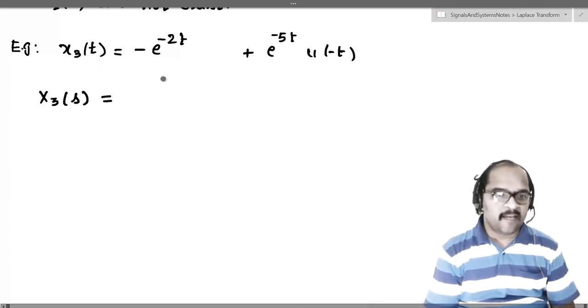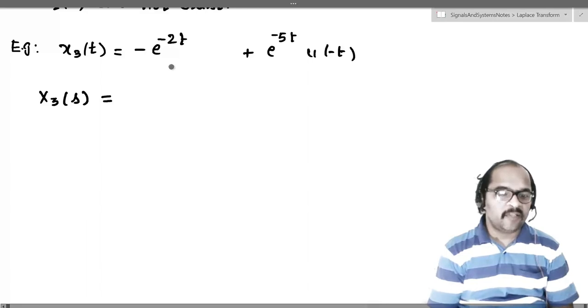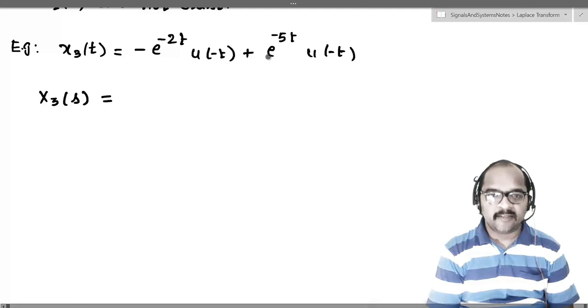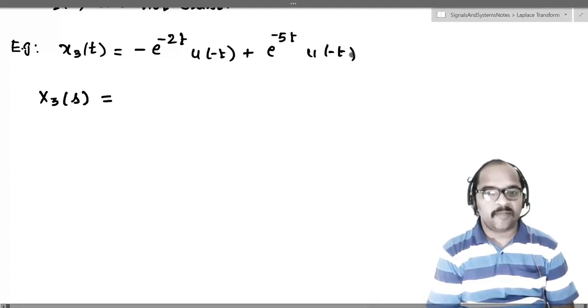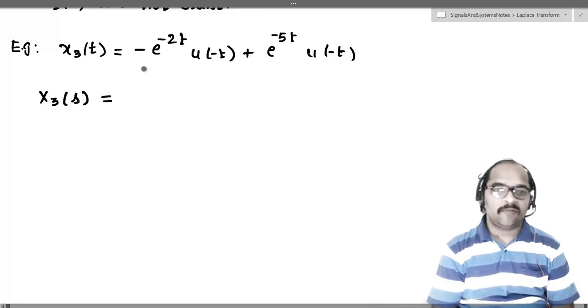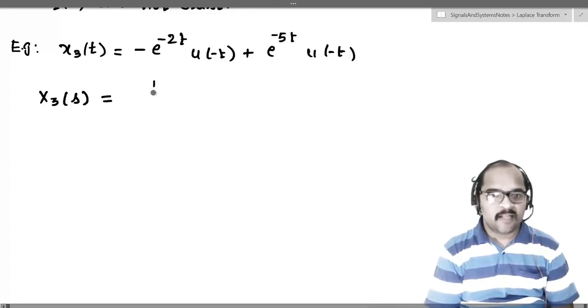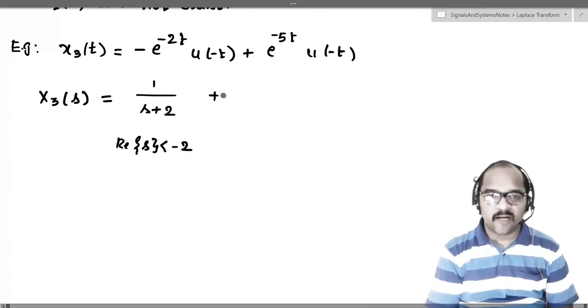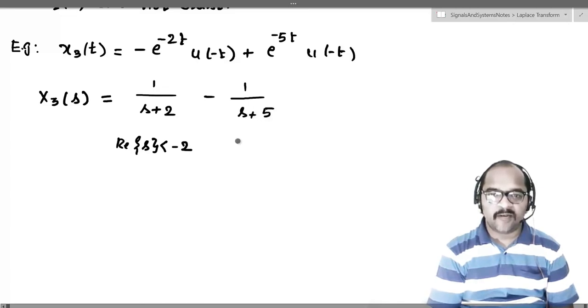Now let us take the third signal x3 of t, which is equal to minus e power minus 2t u of minus t, and the second signal let us keep to be e power minus 5t u of minus t. So what will be x3 of s? This term will have 1 by s plus 2 with ROC real part of s less than minus 2. The other term will have minus 1 by s plus 5 with ROC real part of s less than minus 5.